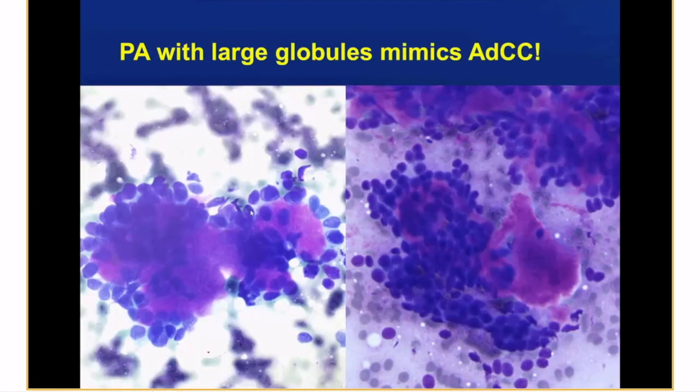PA can have large globules, and that can mimic adenoid cystic. So on your left side, you have a case of PA that had somewhat larger looking globules, and the cells were not perfectly diving into the matrix. So that was a very challenging case. And on your right side to compare, you have adenoid cystic carcinoma.